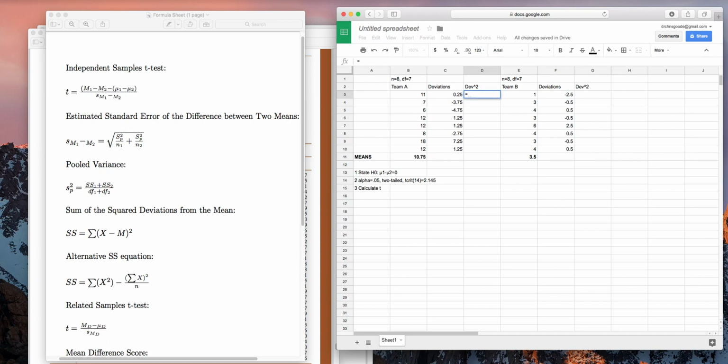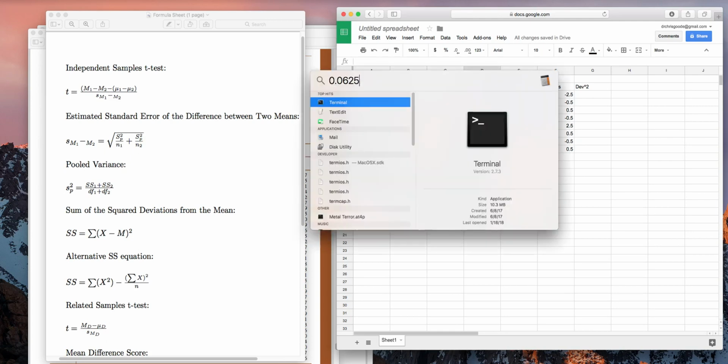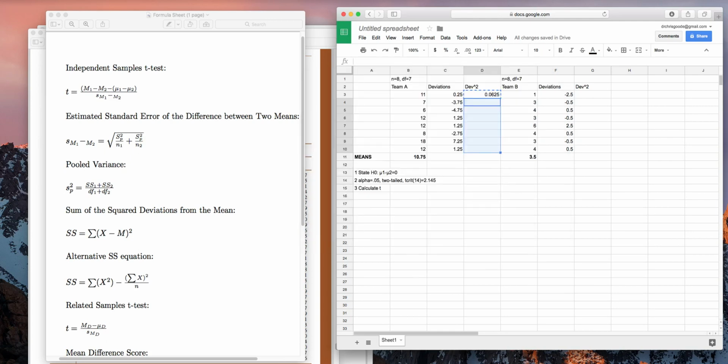Okay, so to square that, we just say that deviation raised to the second power. That's shift 6. And then we copy and paste that to get our squared deviations. There we go. And we'll actually paste that over there too. So I'm pasting the same thing that I copied because it'll update that cell that it's squaring relative to the cell next to it. See? Okay, there we go.